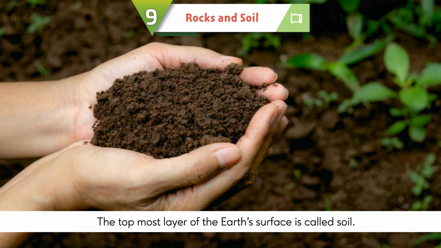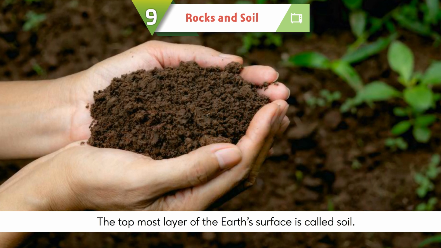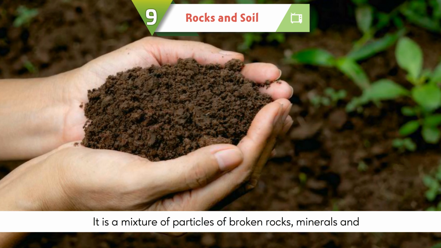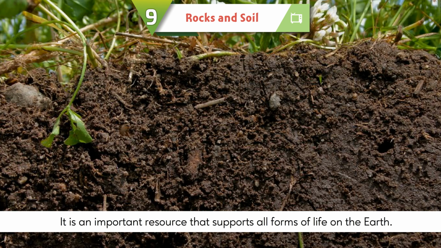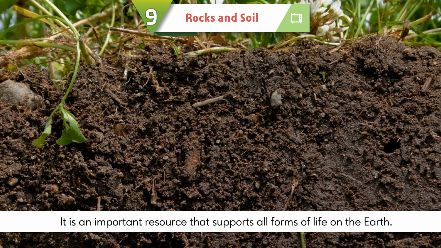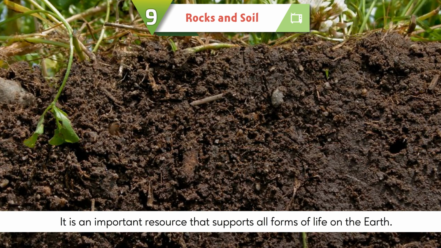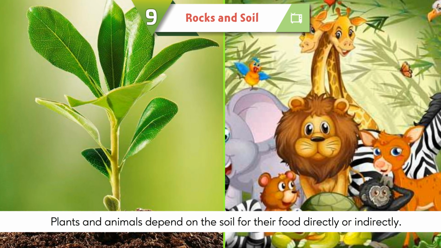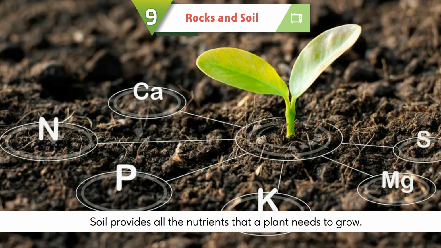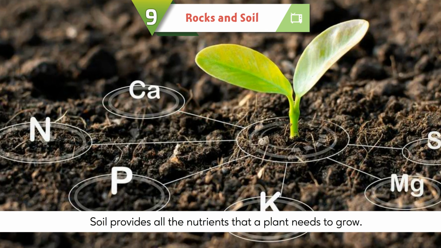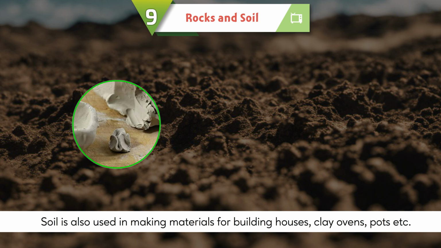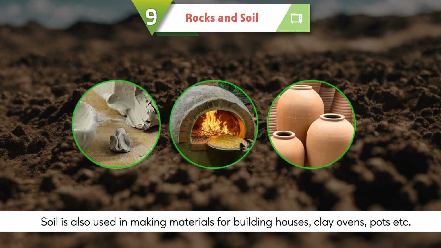Soil. The topmost layer of the Earth's surface is called soil. It is a mixture of particles of broken rock, minerals, and decaying plants and animals. It is an important resource that supports all forms of life on the Earth. Plants and animals depend on the soil for their food directly or indirectly. Soil provides all the nutrients that a plant needs to grow. Soil is also used in making materials for building houses, clay ovens, pots, etc.